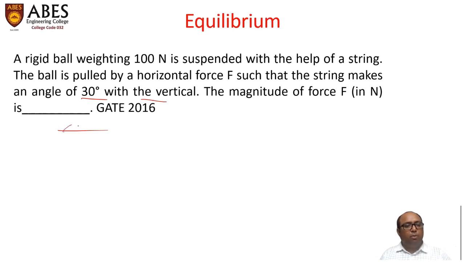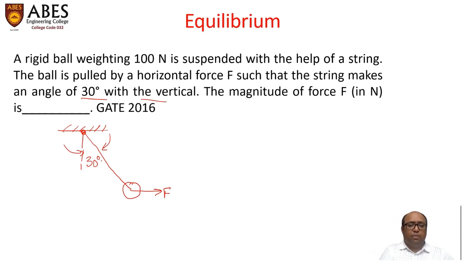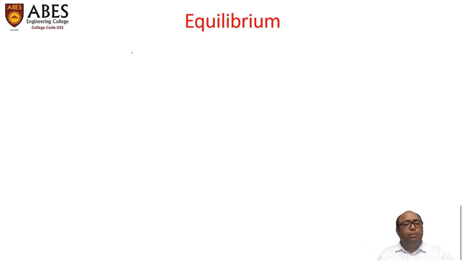If this is the point from where the pendulum is suspended, and this is the vertical, at an angle of say 30 degrees, this bob is pulled. And this angle is given as 30 degrees. So what they are asking is, if the weight of the object is 100 Newton and the thread is inclined at an angle of 30 degrees with the vertical, what is the force? What type of force system is this? This is a coplanar concurrent force system.